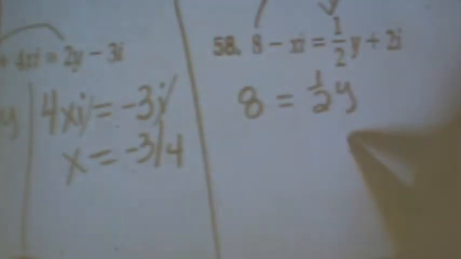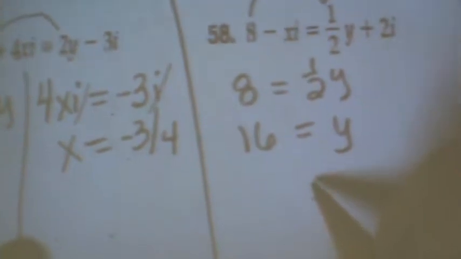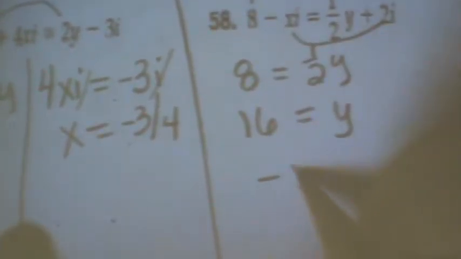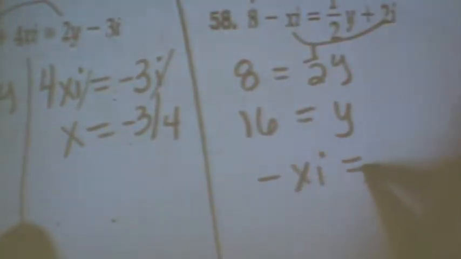And the last one, 58, set a 8 equal to 1/2 y, multiply by 2, y is 16. And then negative xi equals 2i. The i's cancel, divide by negative 1, x is negative 2. Next.